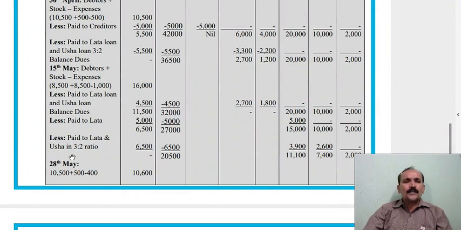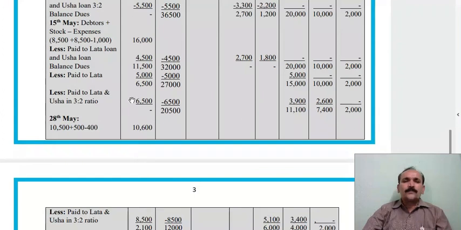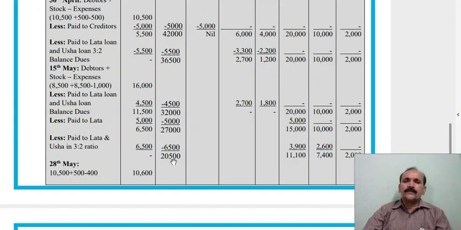Cash of 6,500 is paid to Lata and Usha in the ratio of 3:2. Deduct from cash available, deduct from total claim, and distribute among Lata and Usha in the ratio of 3:2. 3,900 for Lata, 2,600 for Usha. Cash available is nil. Total claim 20,500.